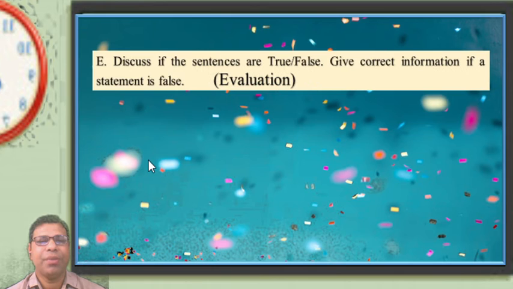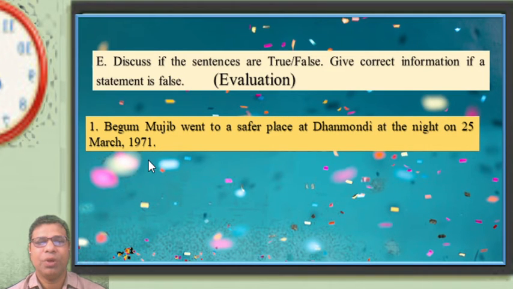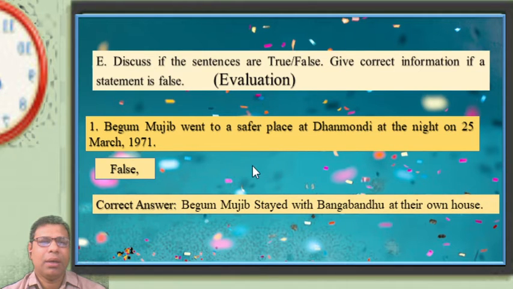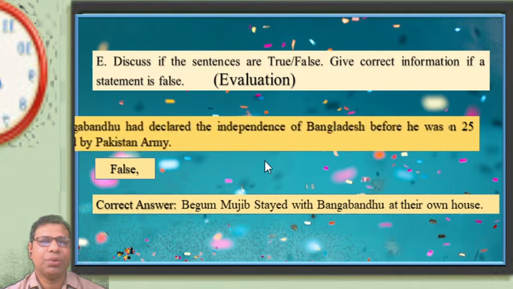Okay, dear students, now discuss if the sentences are true or false. Give correct information if the statement is false. First one, Begum Mujib went to a safer place at Dhanmondi on the night of 25th March 1971. This is true. Sorry, this is false, and the correct answer will be Begum Mujib stayed with Bangabandhu at their own house.